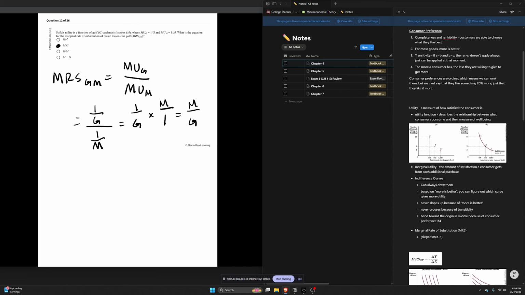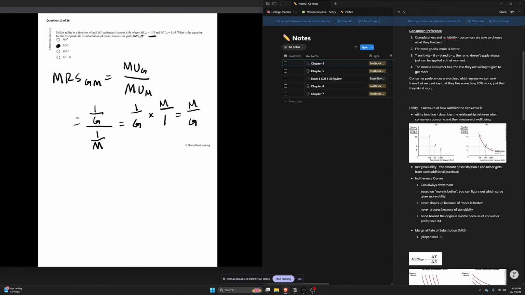Moving on. Okay, Sophia's utility is a function of golf and music lessons, where the marginal utility for golf is 1 over g, and marginal utility for m is 1 over m. What's the equation for the marginal rate of substitution for music lessons for golf, MRS GM? Okay, so this is the same formula from that first question a while ago. The MRS of GM is equal to the marginal utility of G over the marginal utility of M. So if we just plug that in, we get 1 over g over 1 over m.